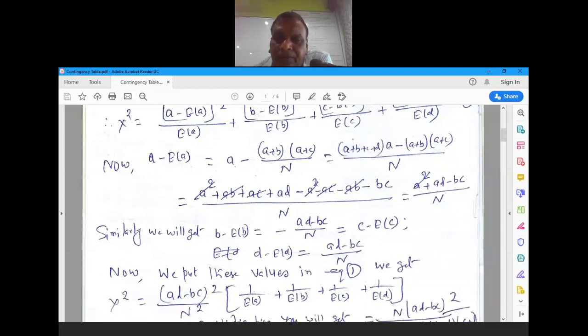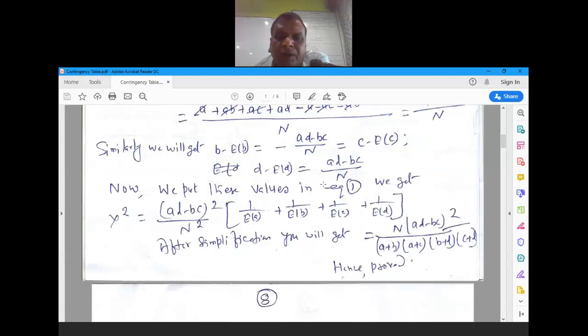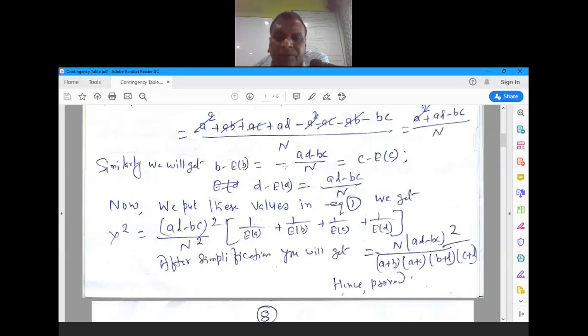If you multiply A by this A, you will get A square. If A is multiplied by B, you will get this, and when you simplify it, you will get (AD minus BC) divided by capital N. So after simplification, you will get the value of A minus expected value of A is equal to (AD minus BC) divided by capital N. And similarly, you will get the value of B minus expected value of B is equal to minus (AD minus BC) divided by N, and this is also equal to C minus expected value of C.